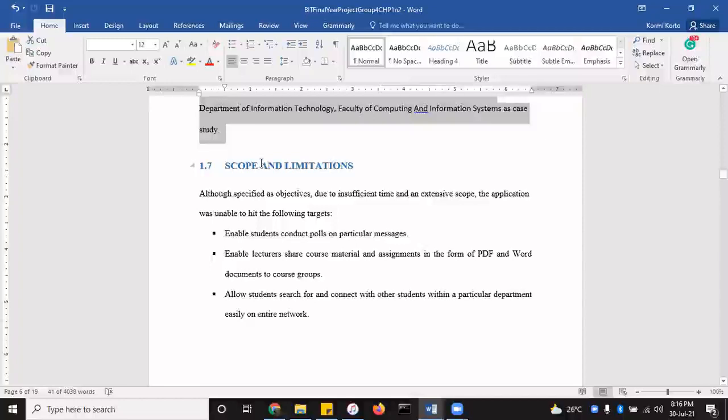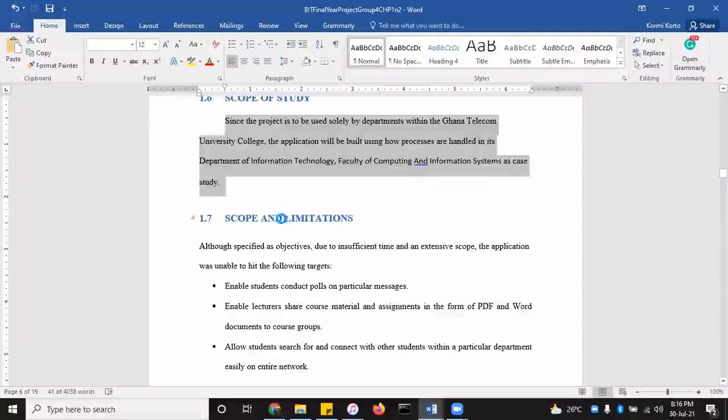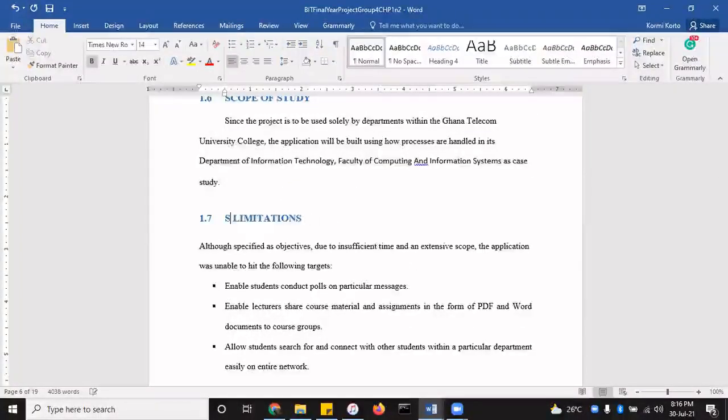And there's no need to state scope anymore. Now you're supposed to just state limitations, because you already got the scope at the top. Limitations are some of the challenges that you envisage coming across within your application design or within your project. That's where you state them out.